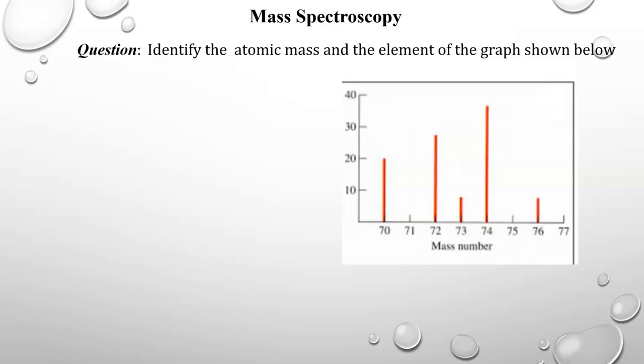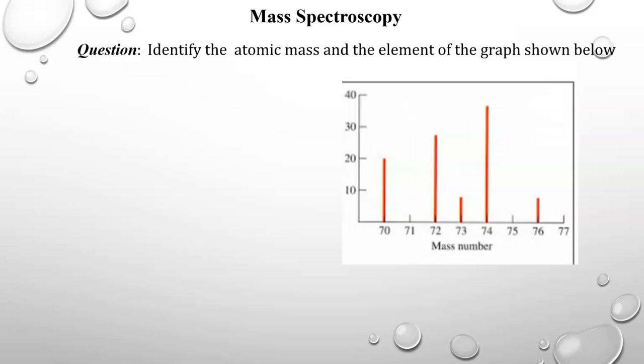Okay. Identify the atomic mass and element of the graph shown below. So take a look at that. You see 5 different mass numbers of 5 different isotopes. The one at 70 looks like it's about at 20, maybe a little below. The one at 72 looks like it's a little below 30. The one at 73 looks like it's a little below 10. Then 74 is a little bit below 40. And then 76 looks kind of like 73, so a little bit below 10.